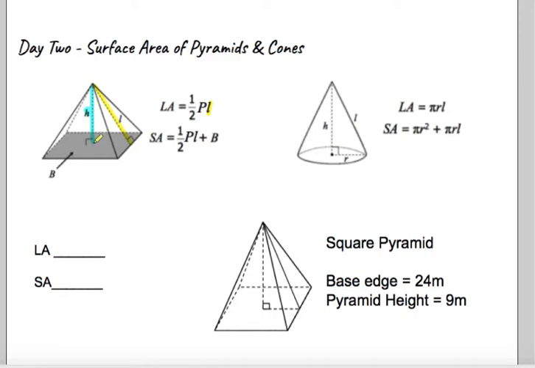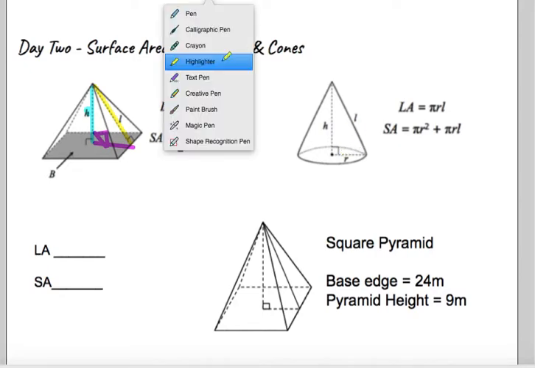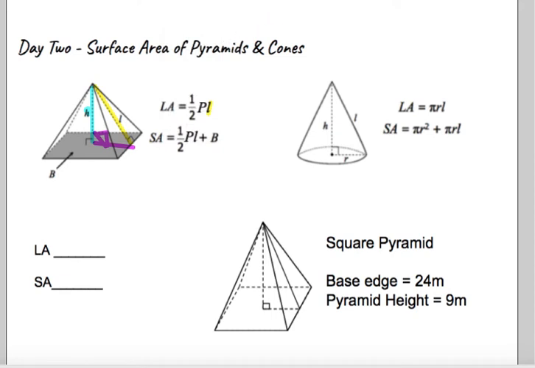How they're related is that a right triangle is formed, and L is the hypotenuse of it, and H is one of the legs. This bottom piece here on the pyramid would be half of the length of the base edge, and in the cone, it's the radius of the circle. So we may need to be using some Pythagorean theorem as we go.